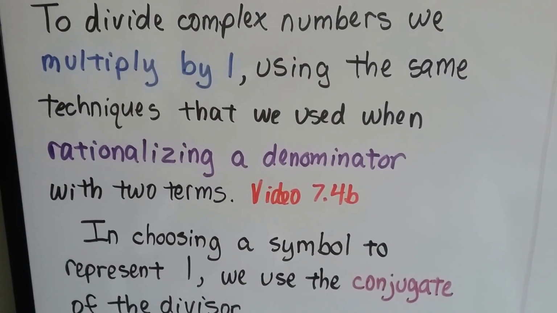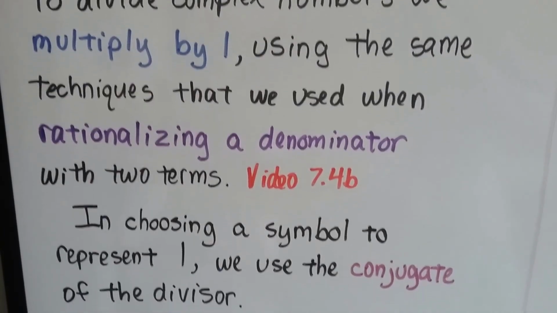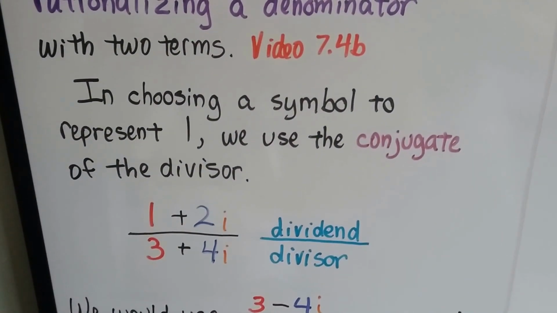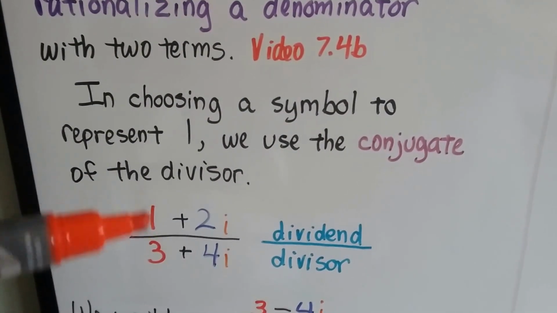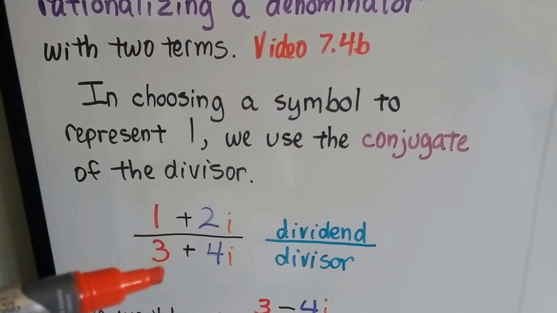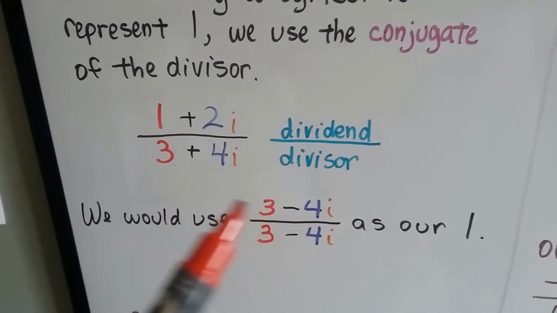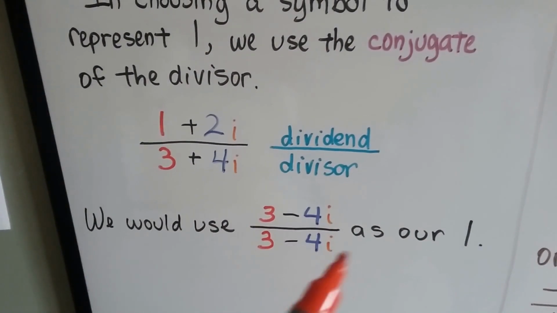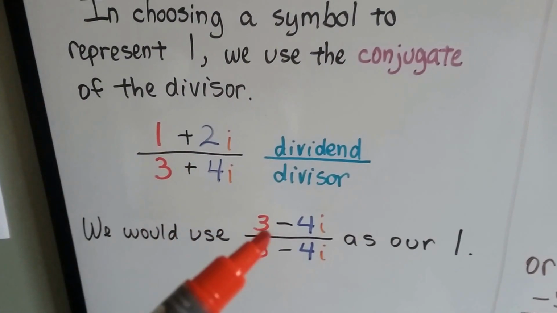So to divide complex numbers, we multiply by 1 using the same techniques that we used when we were rationalizing a denominator with 2 terms. We covered that in video 7.4b. In choosing a symbol to represent 1, we use the conjugate of the divisor. So this is the numerator and that's the denominator, but that's the dividend and that's the divisor. Okay, so we're going to use the conjugate of this divisor. All right. So we would use 3 minus 4i, because that's the conjugate, over 3 minus 4i as our 1. We just multiply this times this.